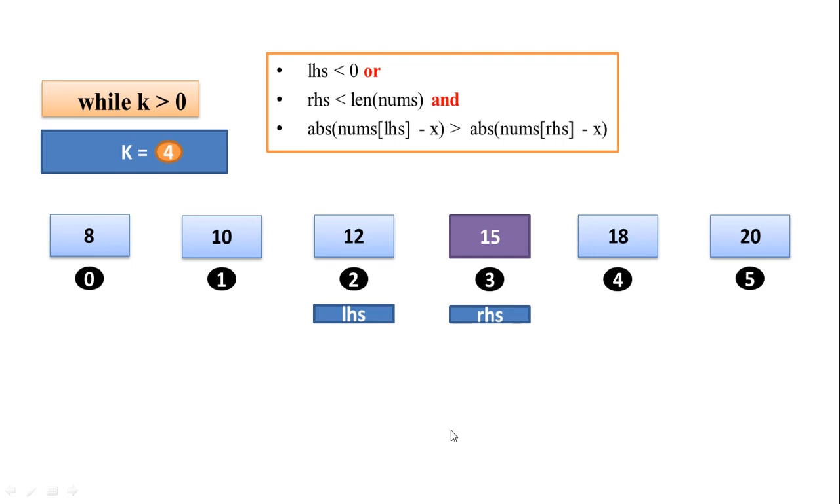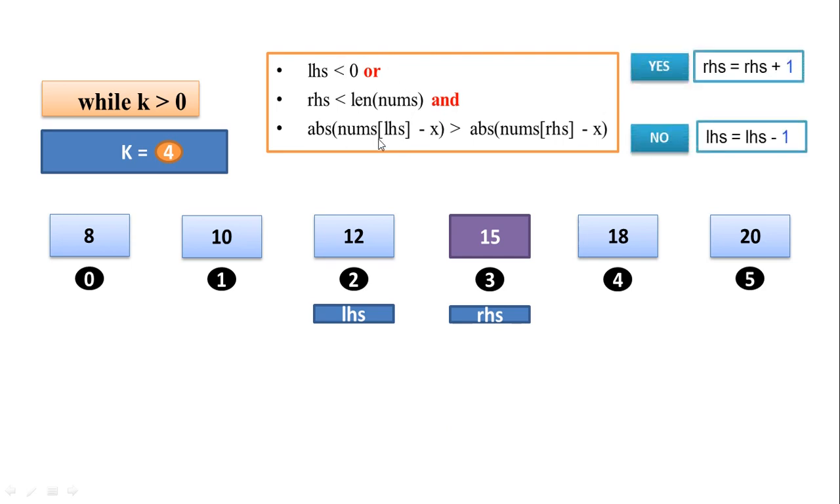Now, before proceeding further, let's have a look what happens when these conditions are either true or false. When this condition is true, then we are going to shift the RHS pointer towards the right by 1 place. While if this is false, then we are going to shift our LHS pointer towards the left by 1. Okay, I know this can be confusing. So let's have a look at every iteration.